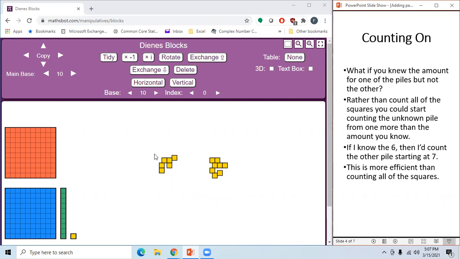This is more efficient than counting all of the squares. Why bother to count these if we already know how many there are? Efficiency is generally very important in math. It is what motivates a lot of what we do in math, to find an efficient way to figure out how many. This strategy is called counting on.